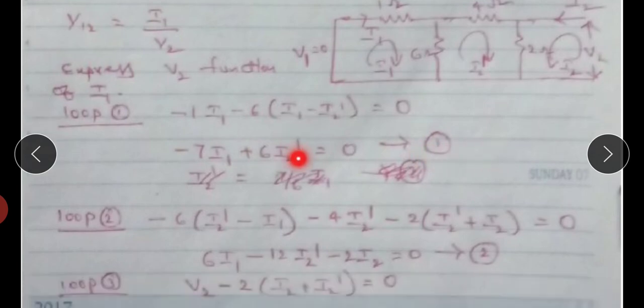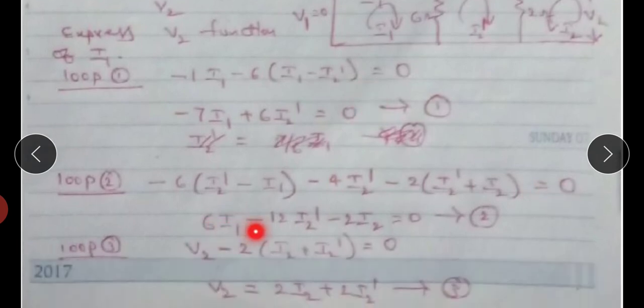So next, loop 2 equation. Minus 6 into I2 dash minus I1 minus 4 into I2 dash minus 2 into I2 dash plus I2 equals 0. So it equals 6 into I1 minus 12 into I2 dash minus 2 into I2 equals 0. Equation number 2.